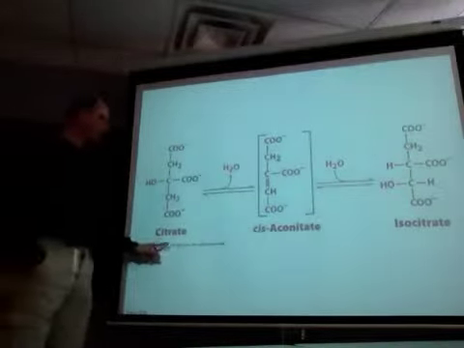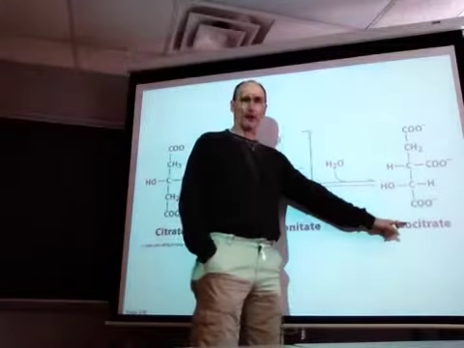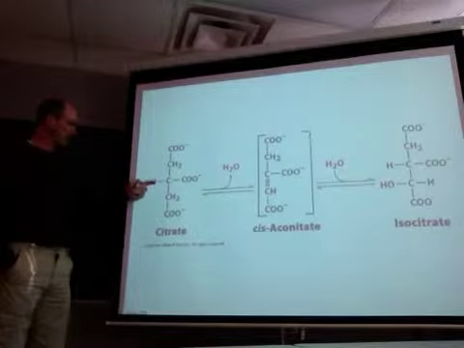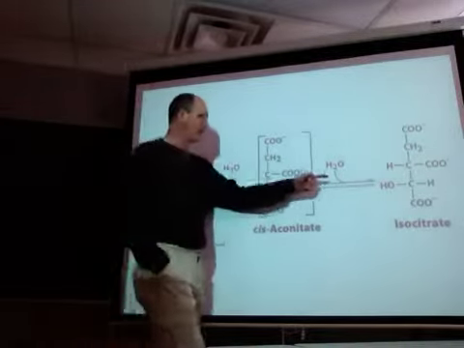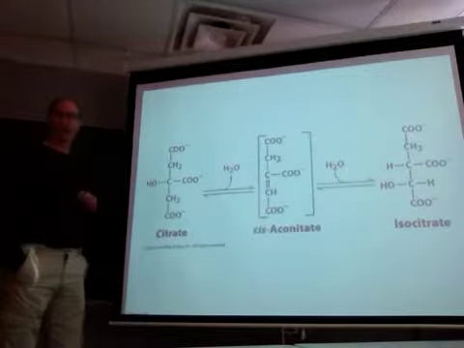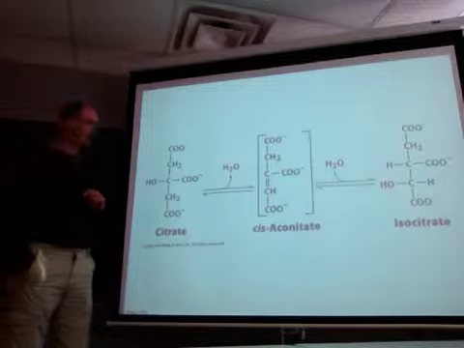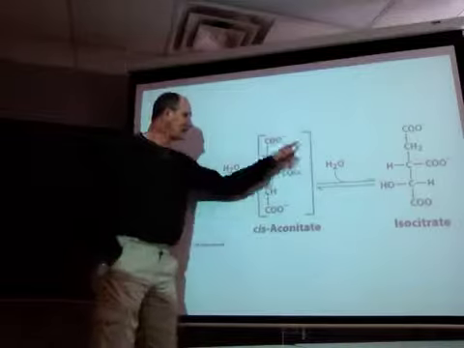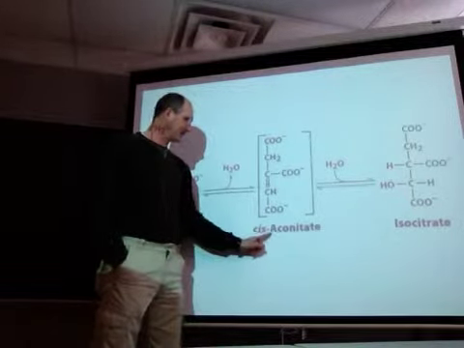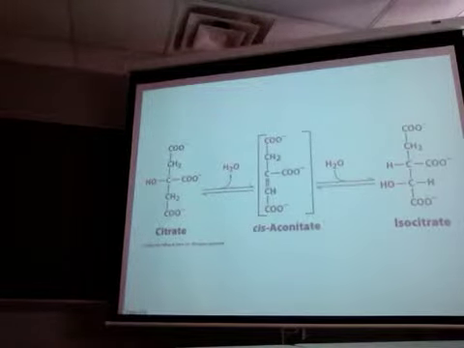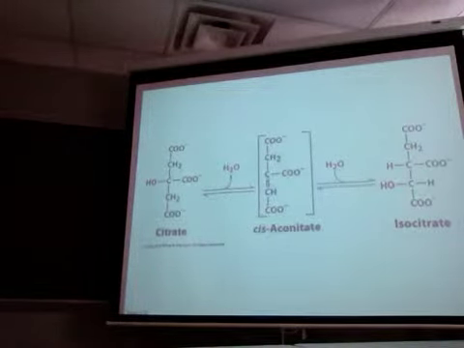Aconitase converts citrate to isocitrate. And note the difference here. They are isomers. This hydroxyl group moves from here to there. Right? Hydroxyl group on carbon number 2 of the chain, hydroxyl group on carbon number 3 of the chain. But aconitase does this using an enzyme-bound intermediate, cis-aconitate, the cis isomer. And that intermediate is what gives the enzyme its name.